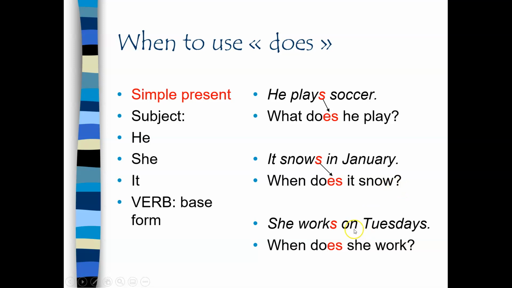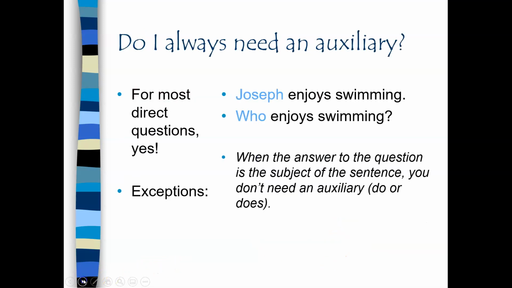She works on Tuesdays. When does she work? The same principle. The S goes from my verb onto my auxiliary. Do I always need to have an auxiliary? Well, for most direct questions, yes, but there are some exceptions. For example, if I say Joseph enjoys swimming, I could ask my question, who enjoys swimming? In that case, the word Joseph and the word who both represent the subject of my sentence. So I do not need an auxiliary.